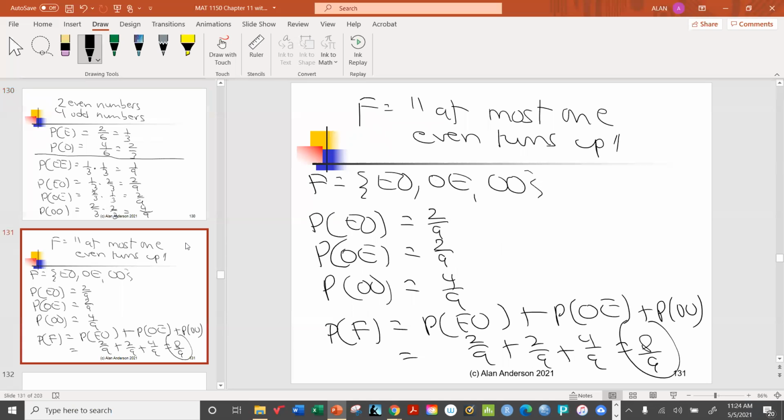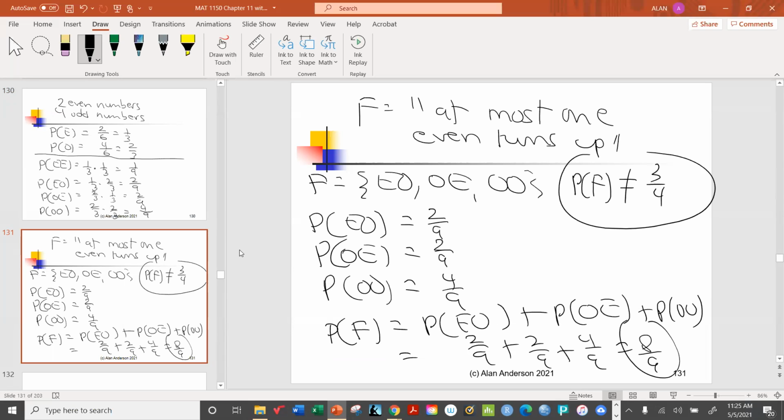So now look what happens this time. Same setup, everything's the same, except instead of having a quarter plus a quarter plus a quarter, I've got 8/9 as my probability. So here, what I cannot do, it's not 3/4, unlike the last time. And that's because they're not all equally likely. Well, that's the key point of all this.